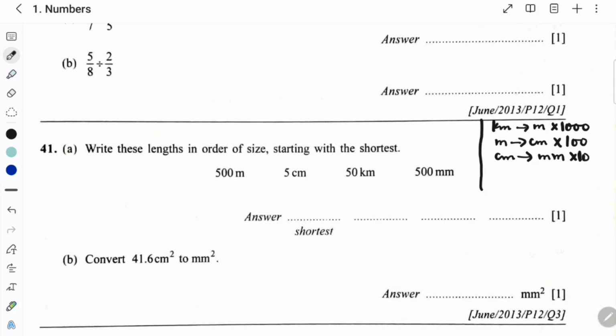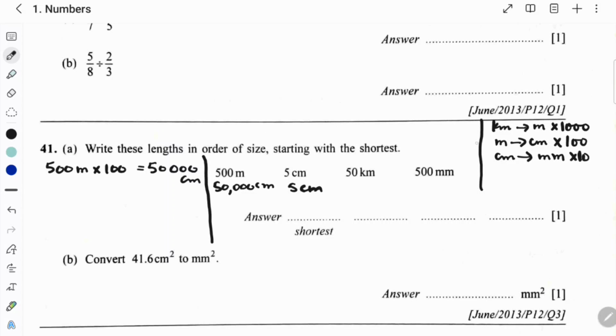Okay, now this time I'm going to do it into centimeters. Okay, 500 meters multiply by 100 to get it into centimeters. So that will become 50,000 centimeters. 5 centimeters. Why did I do it? Otherwise 5 will come as 0.5 millimeters. That's why I chose to keep all the numbers in centimeters.